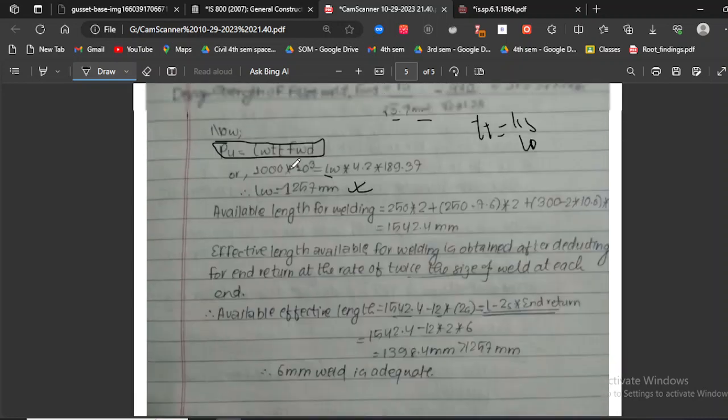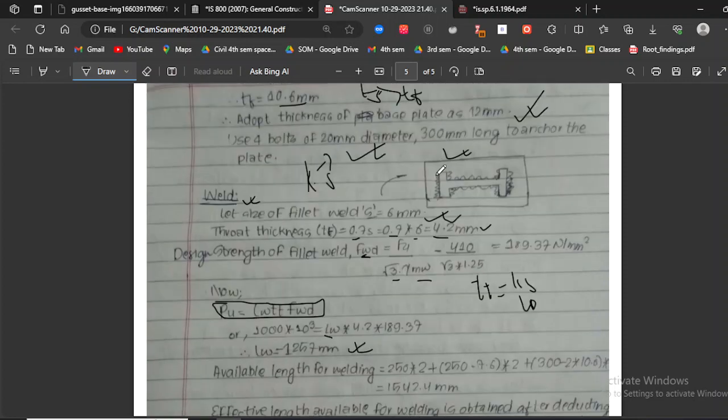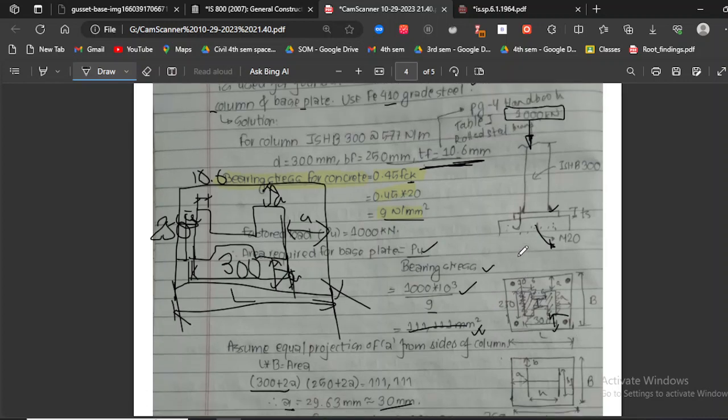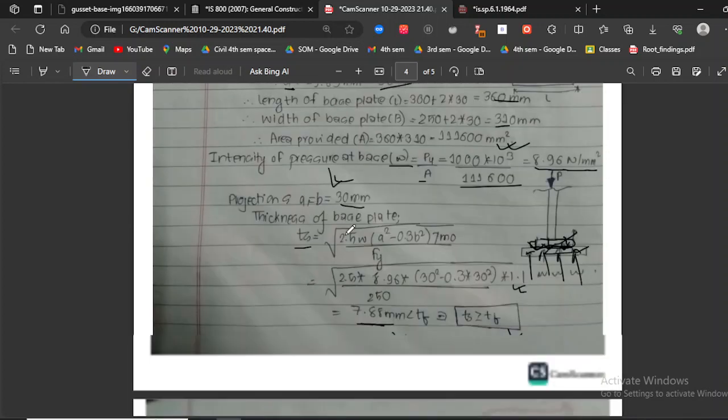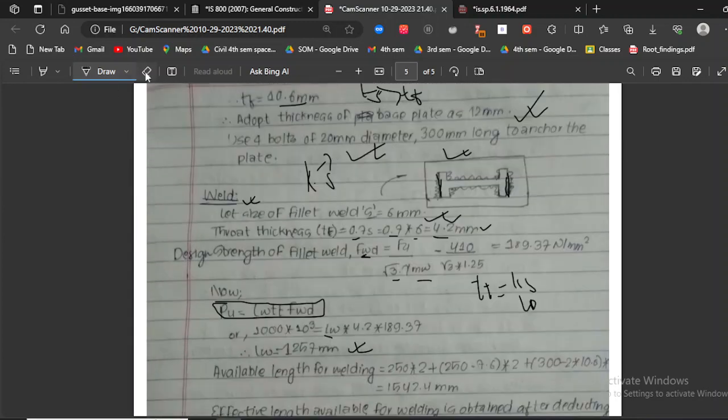Now we have the available length for welding. Let me show you at which part we are going to do the welding. I have drawn the figure already. We'll be doing welding in this part, 1, 2. As you can see, the length of this part is 250. As I explained before, this is equal to 250. Let me draw the figure one more time in order to explain.